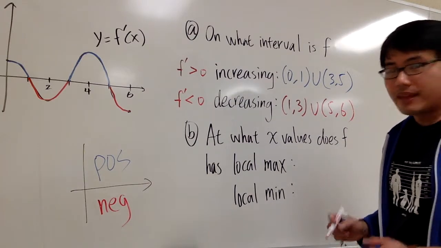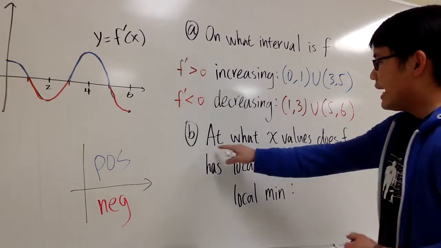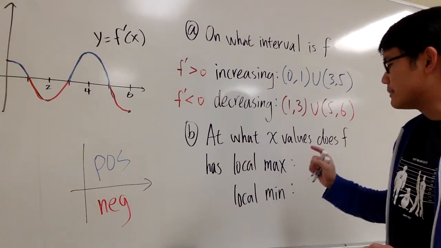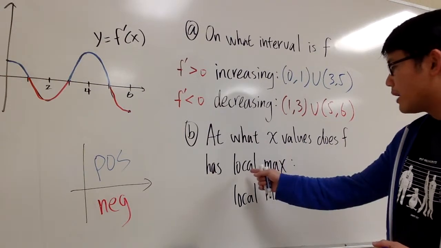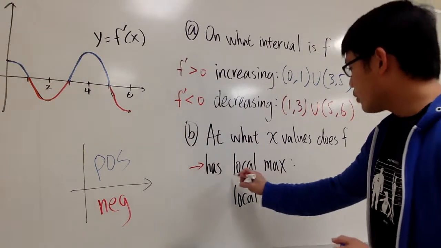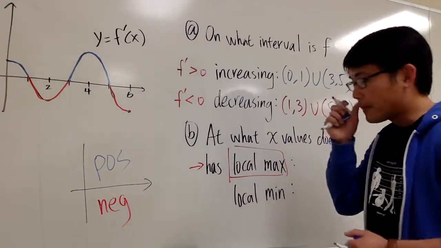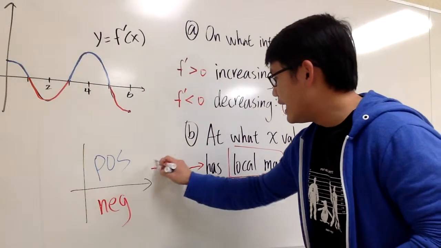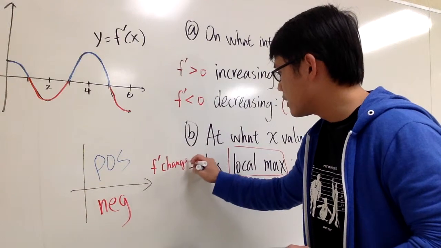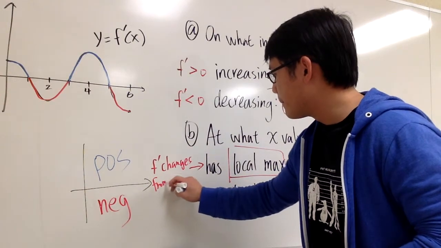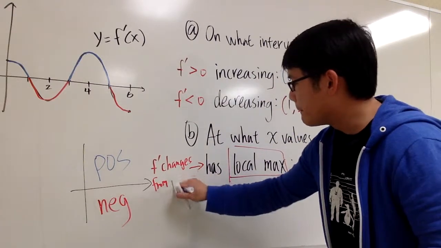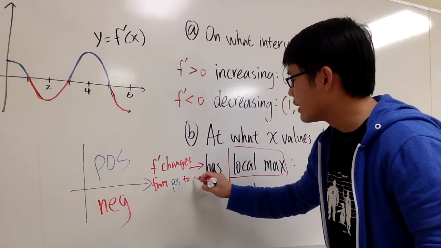And that's it. Next question is, at what x values does the original function have a local maximum, a local minimum? Let's talk about how we can get the local maximum. So for the local maximum, let me just kind of box this right here. This part is where f prime, the first derivative, changes from, well, you have to make sure it goes up and then goes down, right? So it changes from positive to negative.